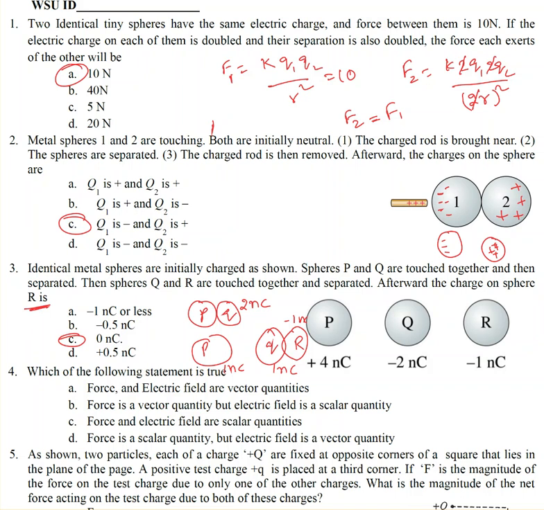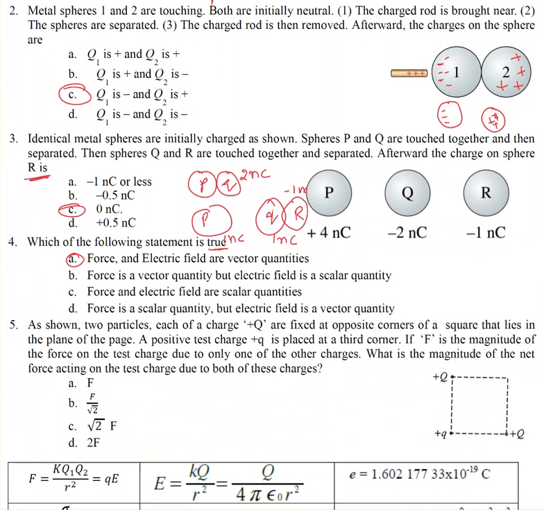Okay, fourth question: which of the following statements is true? Force and electric field are vector quantities. So we are looking for the true statement, and we know force and electric field, both of them are vector quantities. Okay, fifth one.